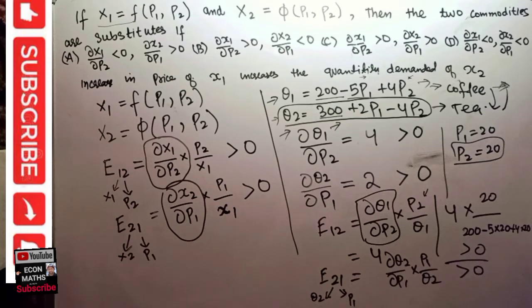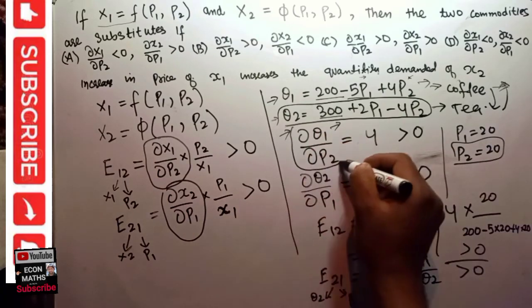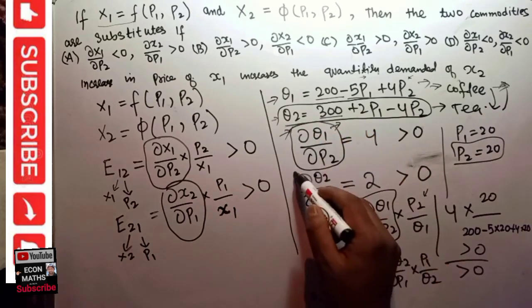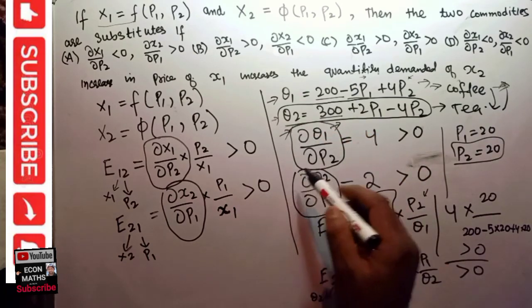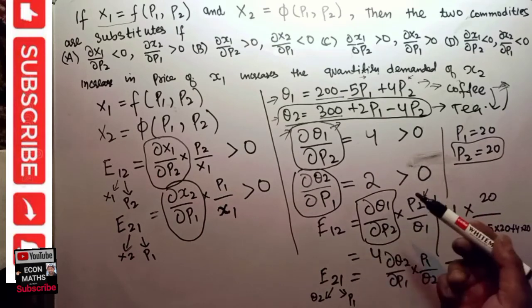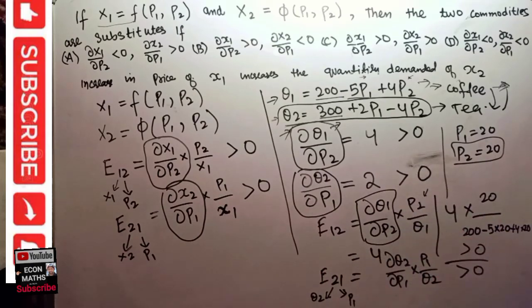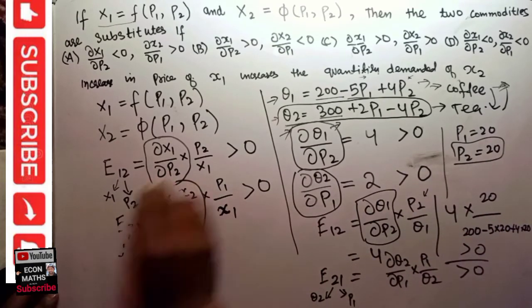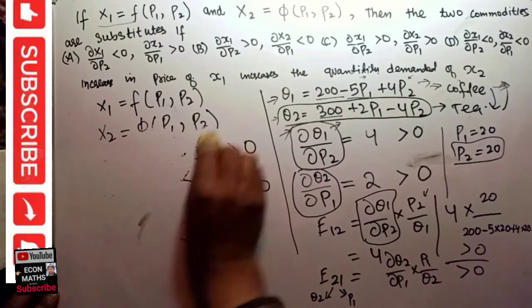Okay, so similarly two commodities are said to be complements of each other if these two partial derivatives come out to be negative. Okay, so I will rub this. I hope I am making myself clear.